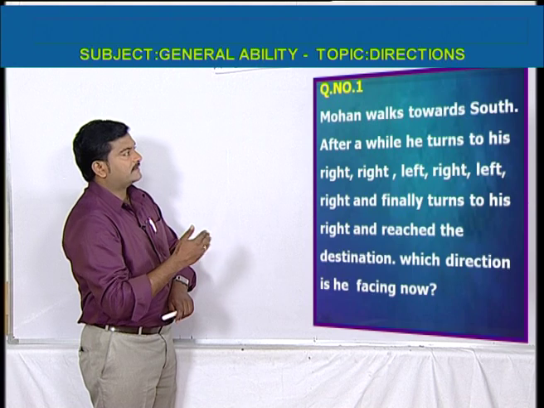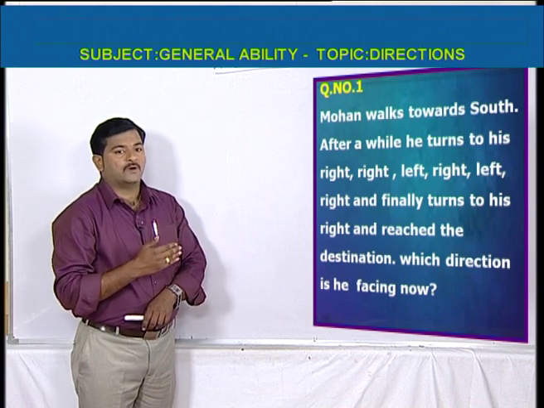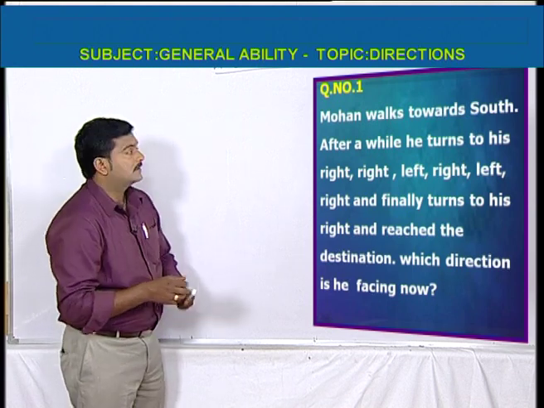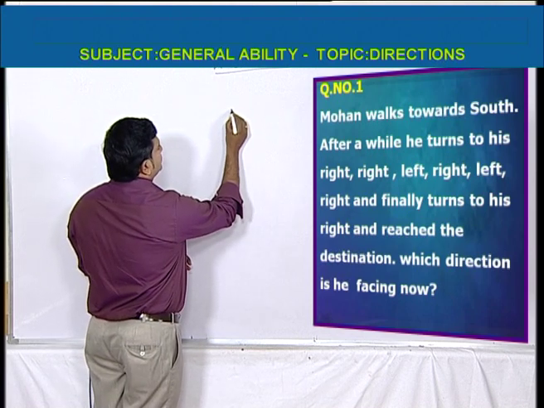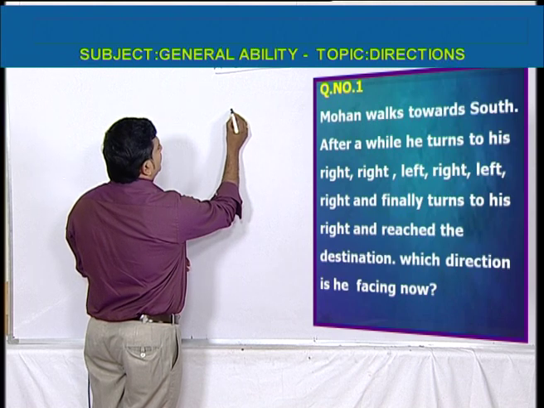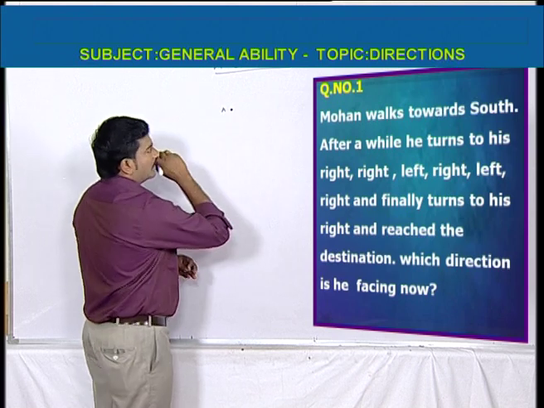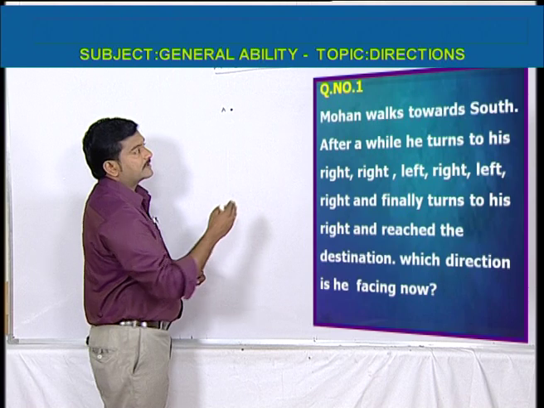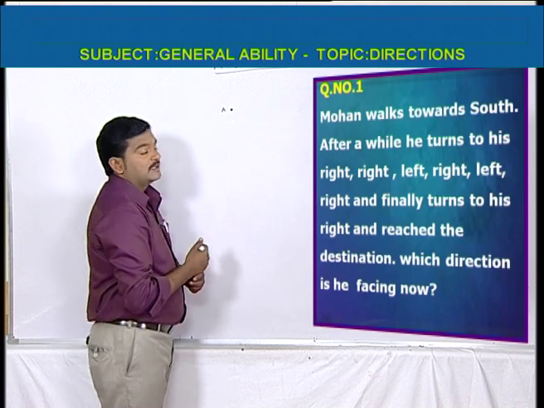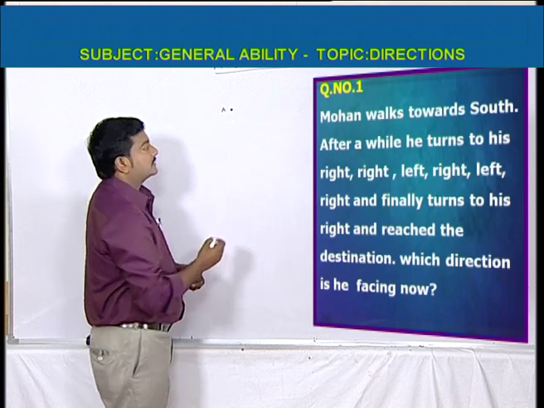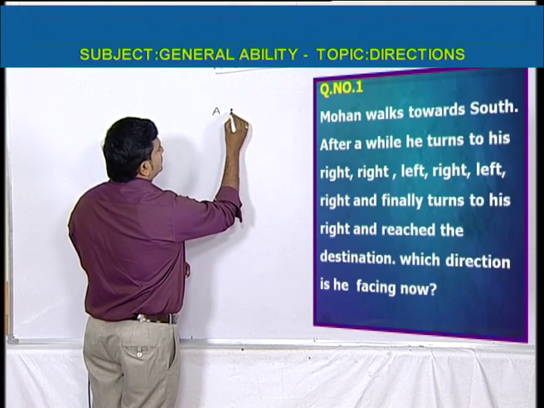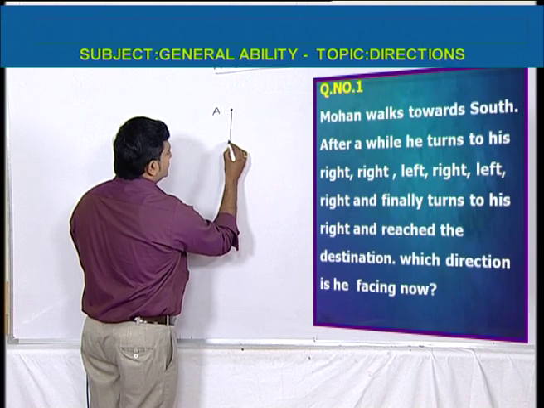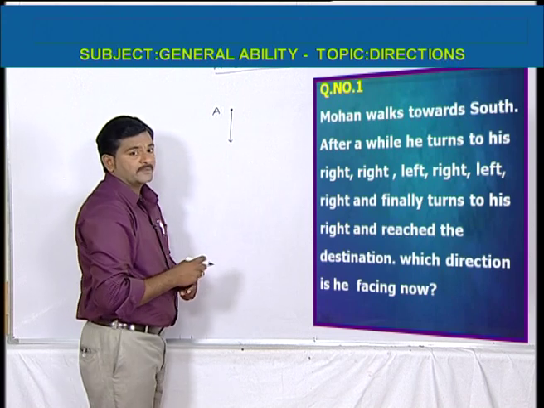Okay, the question follows like this. Once again, Mohan walks towards south direction. Let's say this is my starting point, A. Here Mohan is there. Mohan walks towards the south direction. We know already this direction is south direction. Next, what happened?